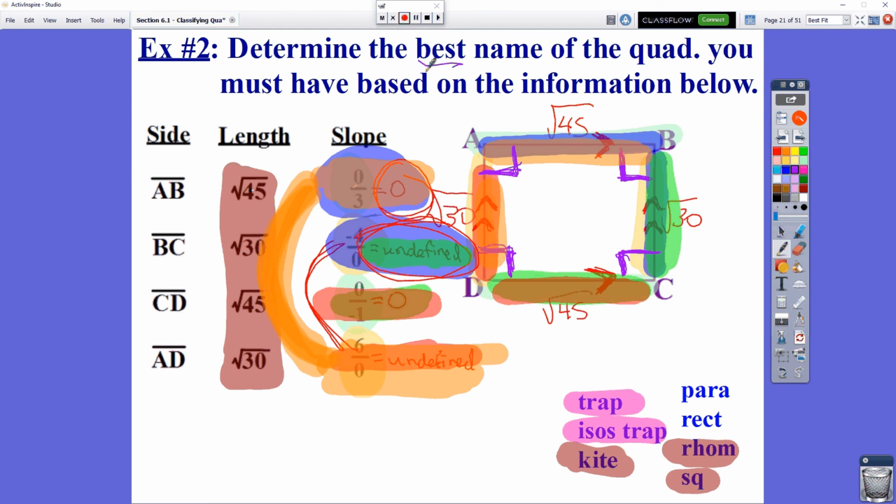So this is where this part now comes into play. Determine the best name for this quadrilateral. Well, technically, both could be called a parallelogram or rectangle, but which one is the best name that most precisely defines this shape? That would be the rectangle. So this thing is a parallelogram, but it's a parallelogram with some extra stuff going on, which therefore gives us our rectangle name.